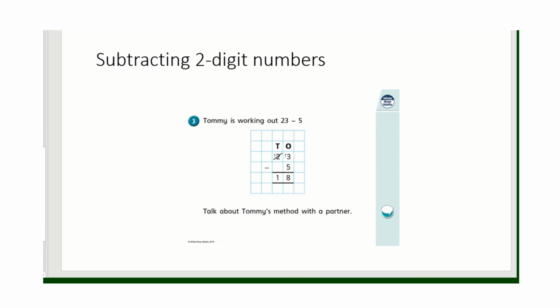Now then, we're going to have a look at Tommy's method. Look, he had 23, take away 5, but 3 1s take away 5 we can't do. So we have to exchange, don't we? Exchange or borrow a 10. So we cross the 2 10s out and put it as a 1 10. And then we put the other 10 on the other side. So now we don't have 3, we've got 13 take away 5. And we can count back, can't we? 13, 12, 11, 10, 9, 8. And then we're left with a 10, aren't we?